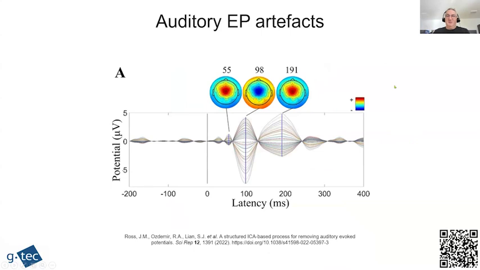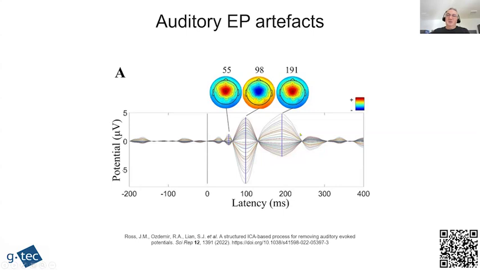Then we have also the auditory EP artifacts, and here is the publication. So you can use these QR codes actually to access the relevant publication or the relevant reference in general.